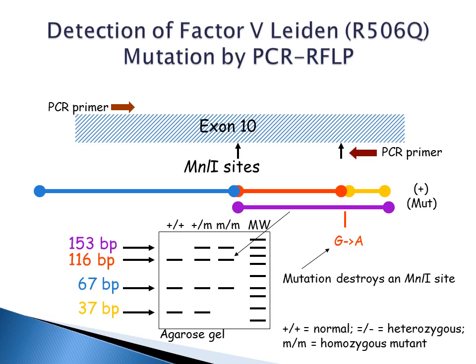So then you can compare the number and sizes of bands on a gel of your PCR product that's been digested with MnlI, and you can see the differences between a homozygous normal individual that doesn't have the mutation, a heterozygous individual, and a person that is homozygous for the mutation.